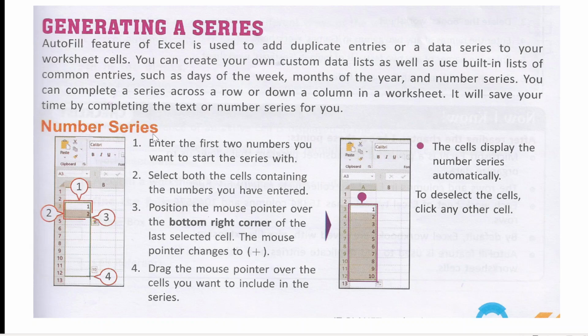Let's see how to insert a number series. Enter the first two numbers you want to start the series with. You can start with any number of digits. Select both the cells containing the numbers you have entered. Position the mouse pointer over the bottom right corner of the selected cells. So here you have to place your mouse pointer. Drag the mouse pointer over the cells you want to include in the series. So on these cells you will see the automatic series got generated. To deselect the cells, click on any other cell.